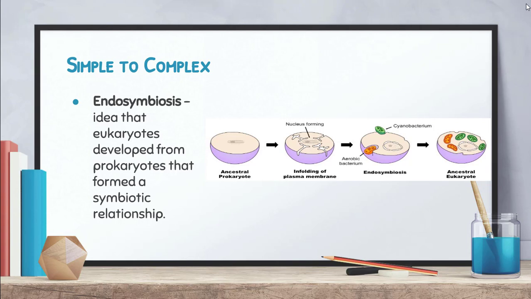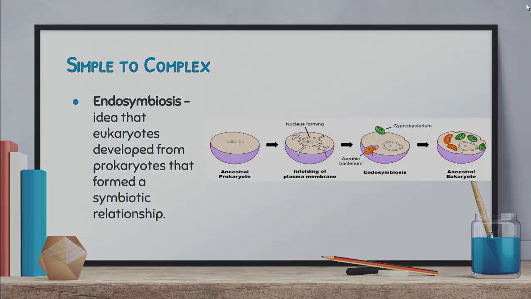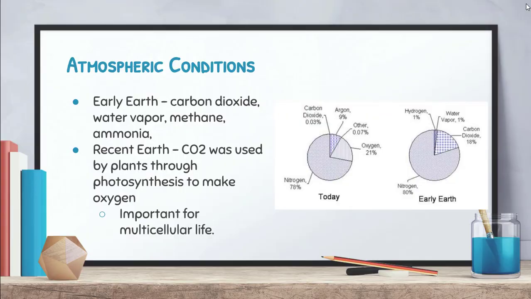Now, the key evidence for this is that chloroplasts and mitochondria actually have their own DNA. And that DNA is different than the DNA that is actually found inside of the nucleus of the cell. So there is some evidence that actually points towards this as an explanation for how eukaryotic cells developed over billions and billions of years. Now, what were the atmospheric conditions like on early Earth?